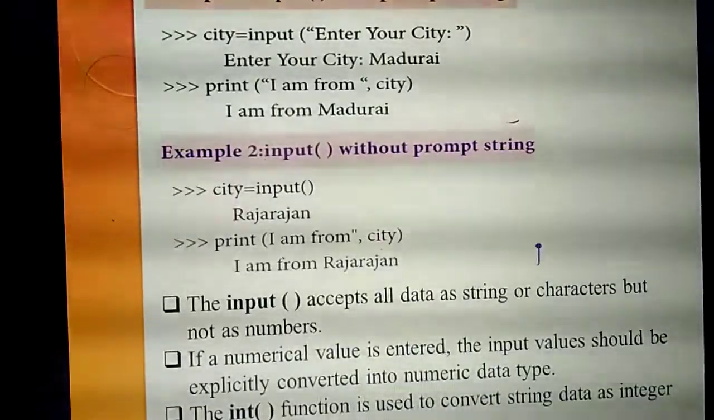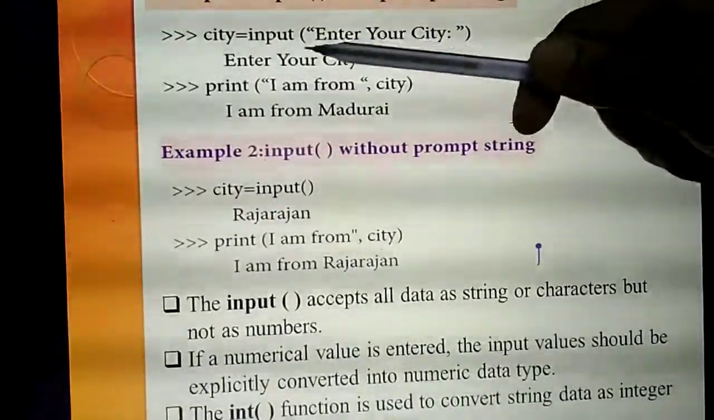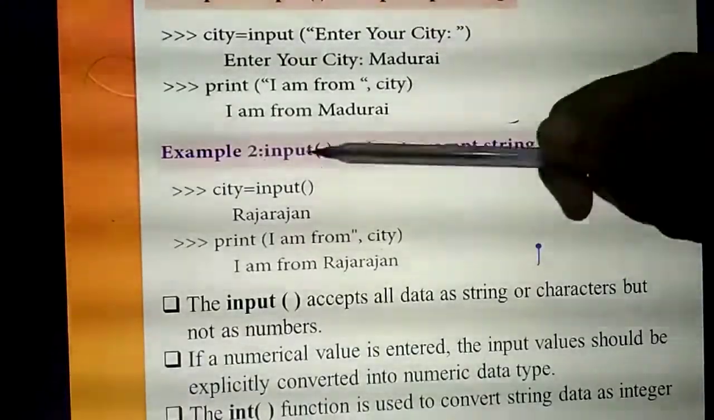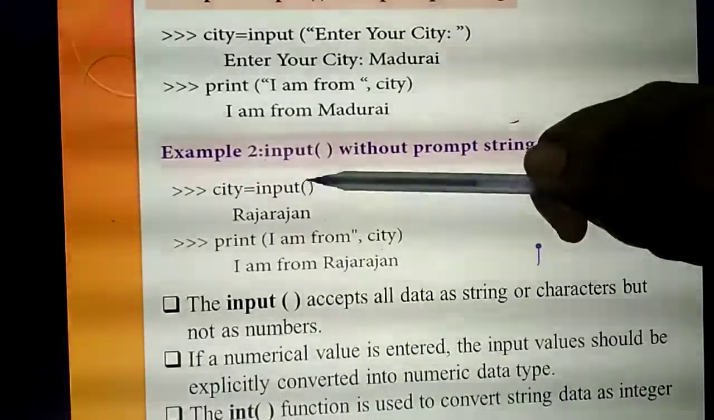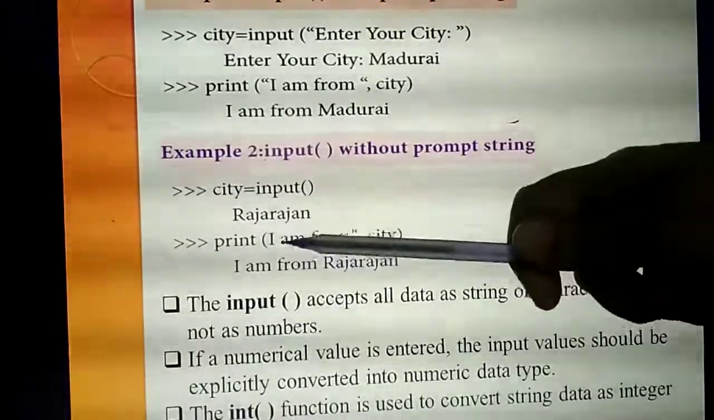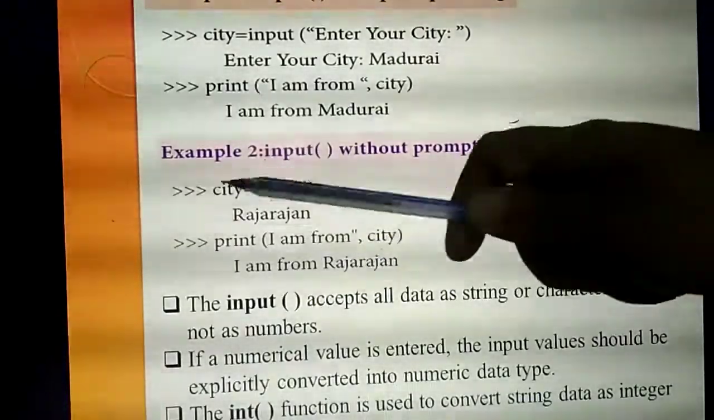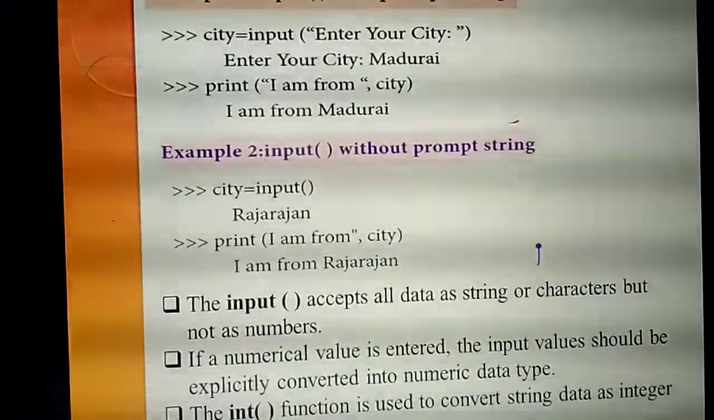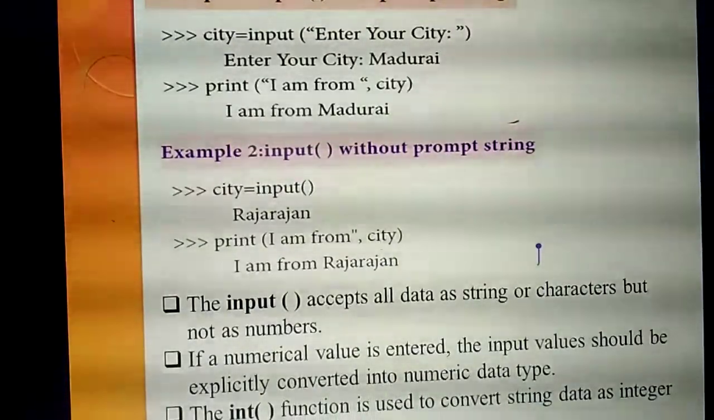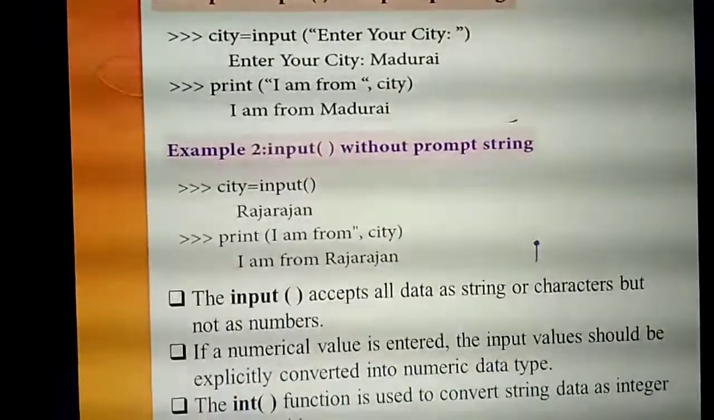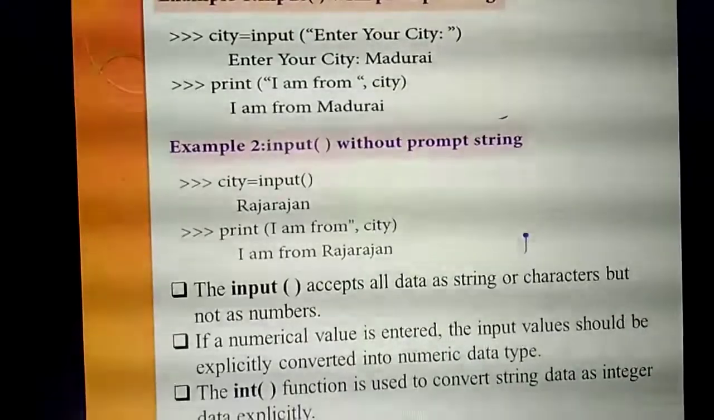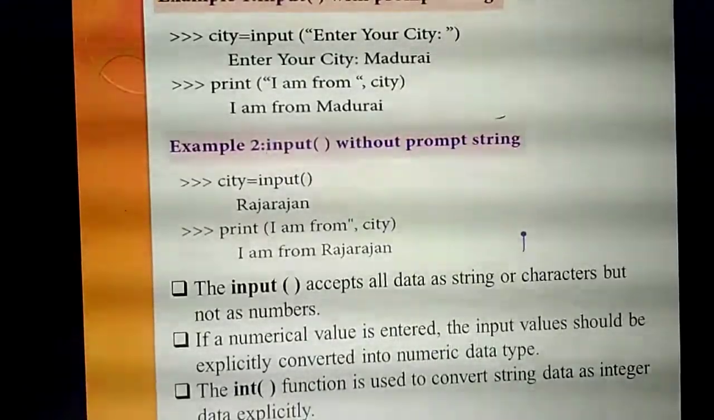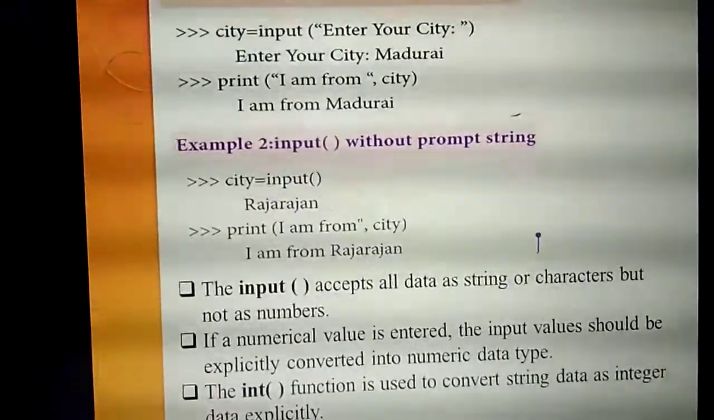Understand? Here with the prompt string I gave a message, but here inside the input function I am not giving any message, while inside the print function I am giving "I am from". So whatever result you already stored through the input function will display here. This input function accepts all the data you have given.